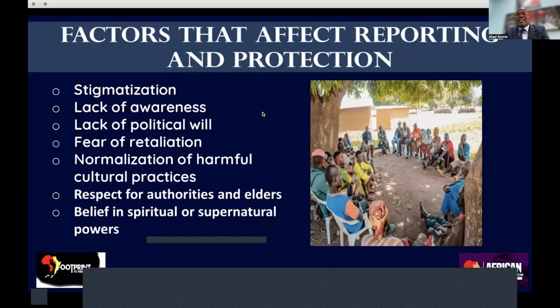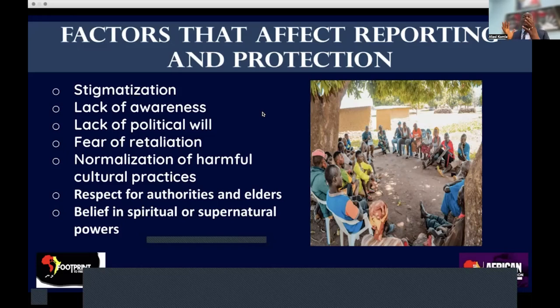Now, factors that affect reporting and protection. In the part of the continent that we all know, we respect our elders, and no matter what they say, even though we know they are lying, because of our cultural belief, sometimes it's difficult for you to tell an elderly person that you are lying.